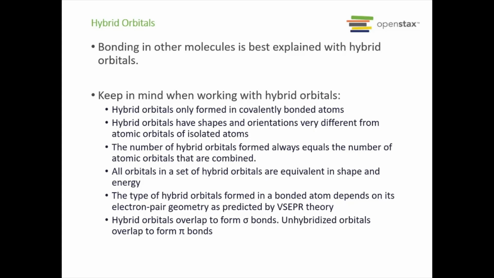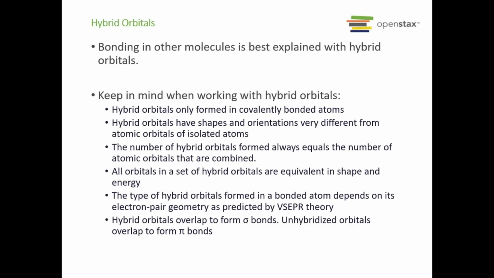So bonding in other molecules is best explained with hybrid orbitals. And I think it's really good to at least give you an introduction to this. One of the reasons that I still wanted this in this class is because for those of you, which should be most of you, that are going on to organic chemistry after general, hybridization is very important in organic chemistry in structures. So you're going to constantly be talking about sp3, sp2, sp type bonds.